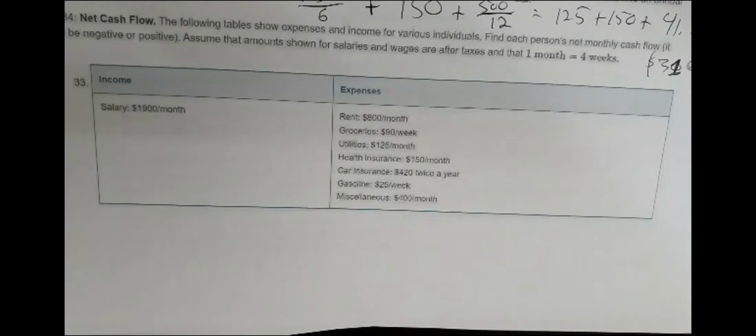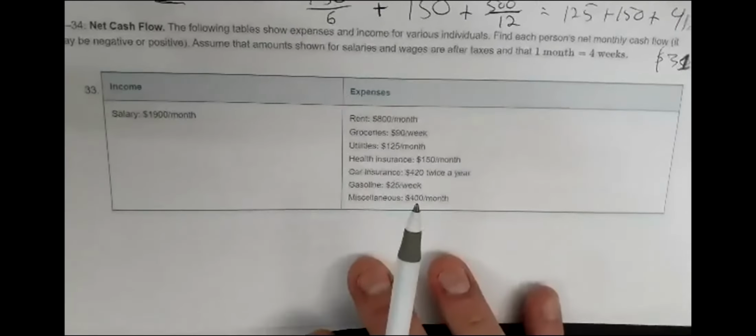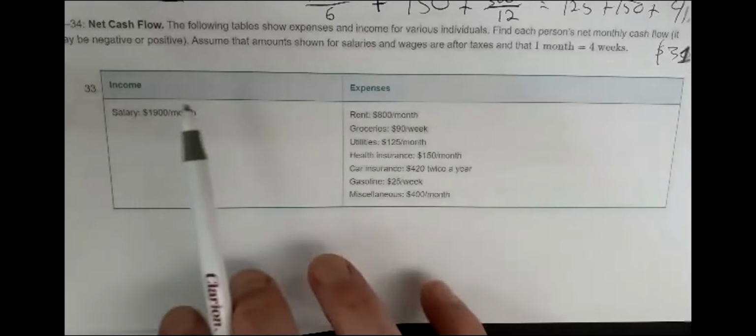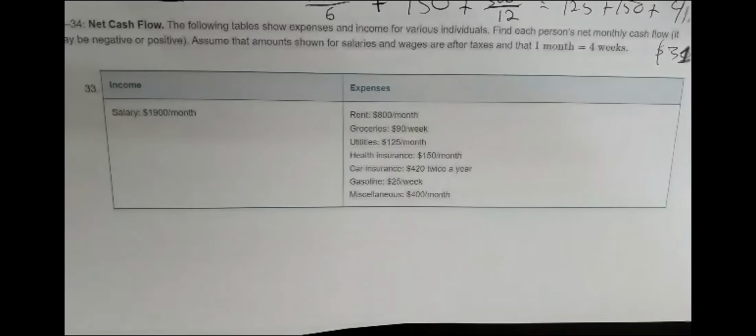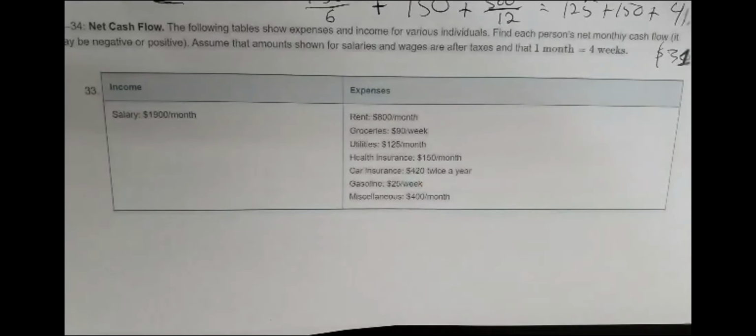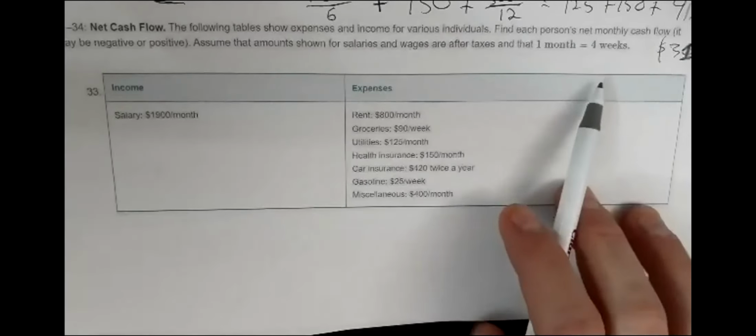So the following table shows expenses and income for various individuals. So this is for a single individual. There were multiple tables. This table is for a single individual, but for each person's net monthly cash flow, it may be negative or positive. Assume the amounts shown for salaries and wages are after taxes, and that 1 month is 4 weeks.